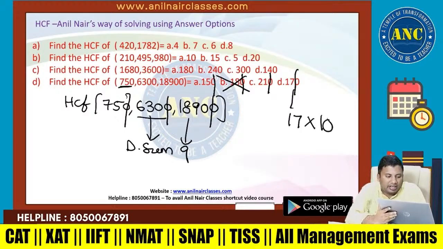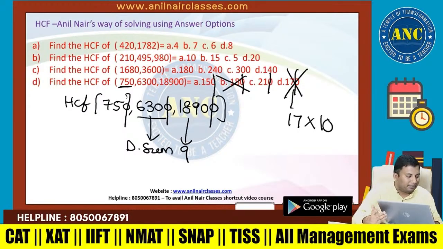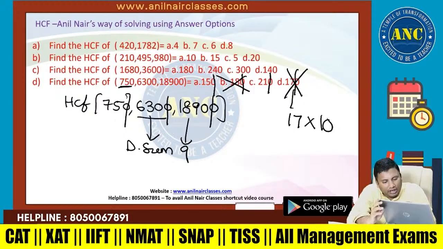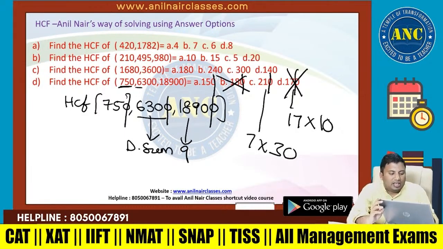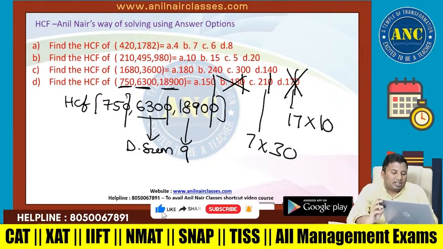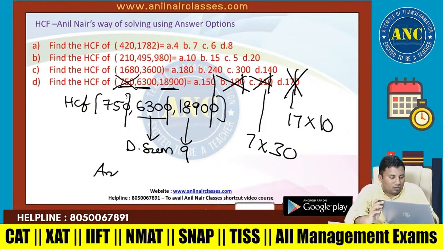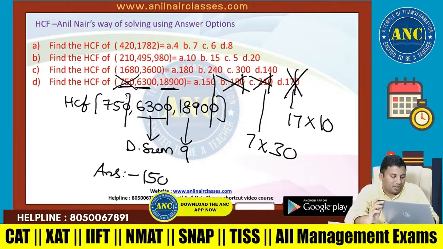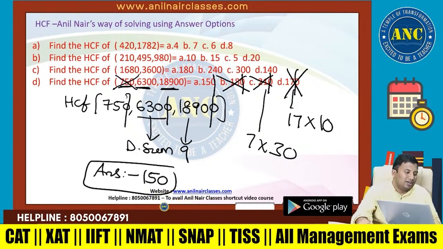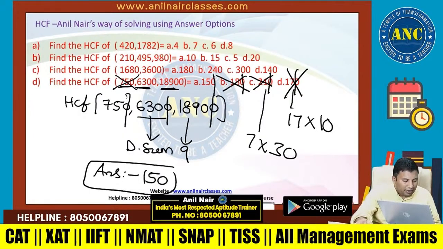170 is 17 into 10. 750 is not divisible by 17. Right? 750 is not divisible by 17. These out. Next one. 210 is 7 into 30. This is divisible by 7. This is divisible by 7. 750 is not divisible by 7. 210 is out. Answer is 150. I hope it is clear.